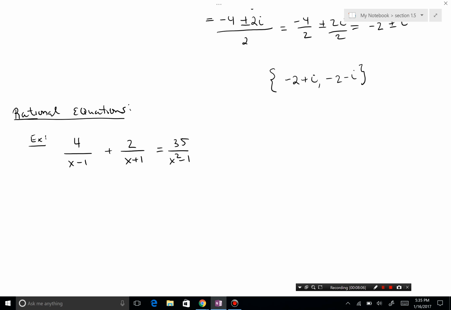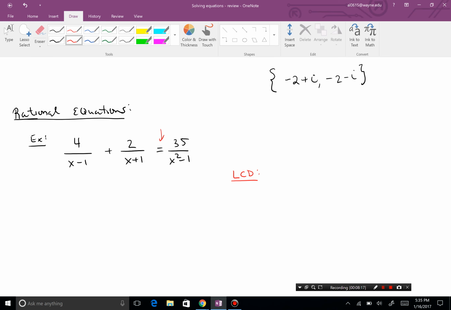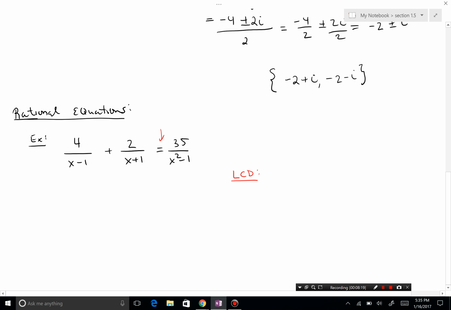Well, I can't solve for x if it's in a denominator, so I need to clear the fractions. That's the bottom line. It's an equation, so I can do whatever I want as long as I do it to both sides. So how am I going to clear fractions? By acquiring the LCD. This is the exact same way I would add fractions. But remember, I can do whatever I want as long as I do it to both sides.